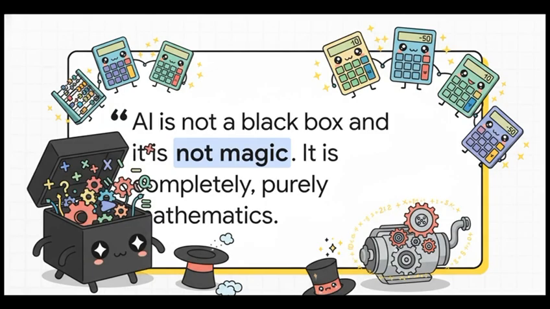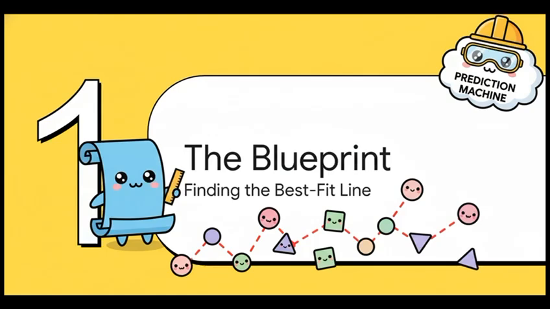Now, this is probably the most important thing to get. People love to talk about AI like it's this mysterious, unknowable black box. But it's not. Today, we're going to pry that box open and look at the engine inside. And you'll see, pretty quick, it's not magic. It's just math. So, how do we start?